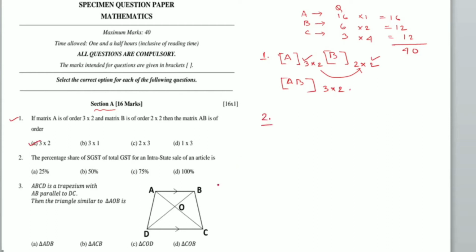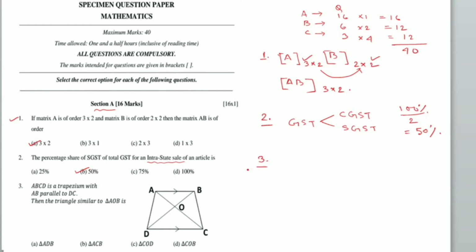Now number 2: the percentage of SGST of total GST for an intrastate sale of an article is 25%, 50%, 75% or 100%. All of you know that GST can be divided into two parts in case of intrastate sale, that is CGST and SGST. If total GST is 100%, then it is divided into two equal parts, so each part will be 50%. So option B will be the right answer.